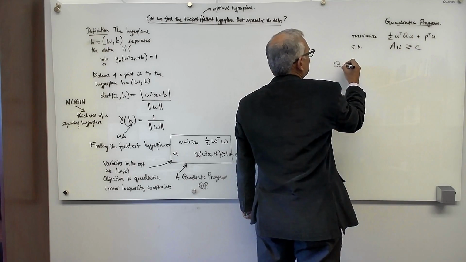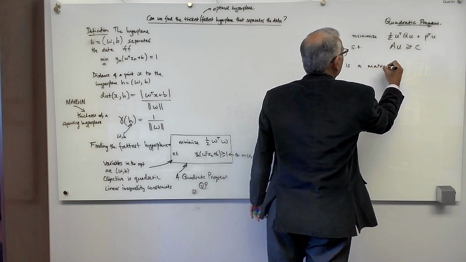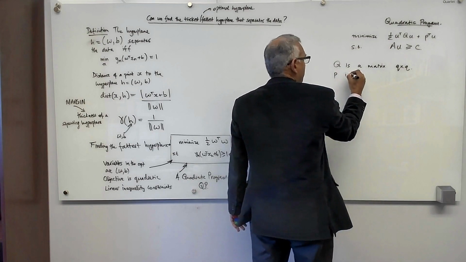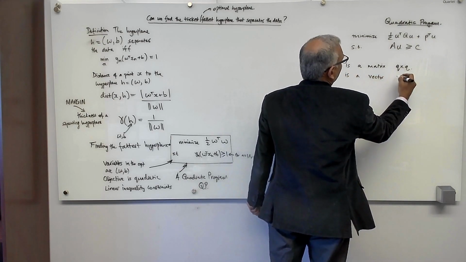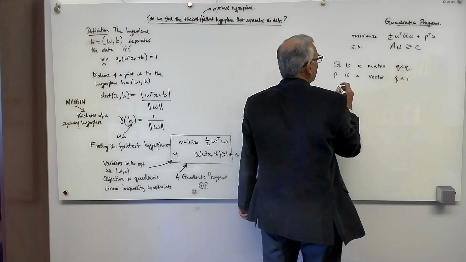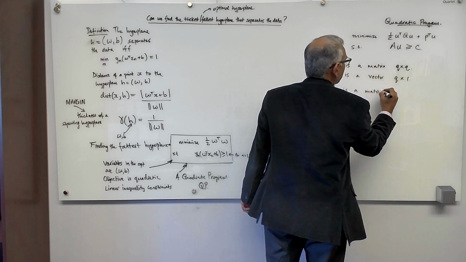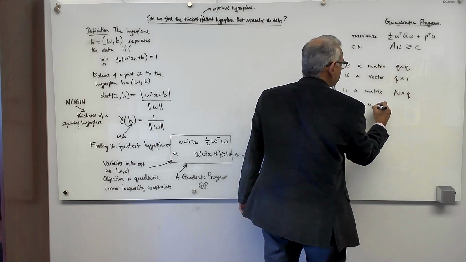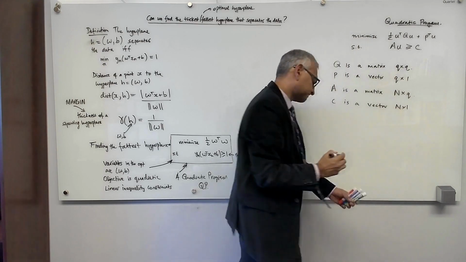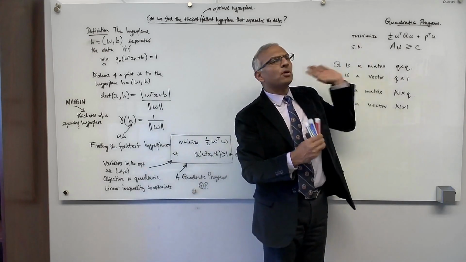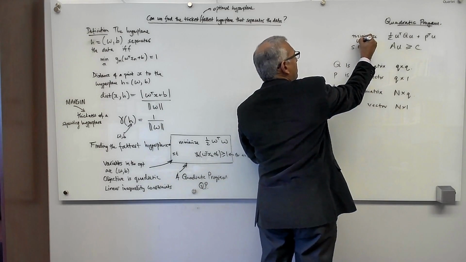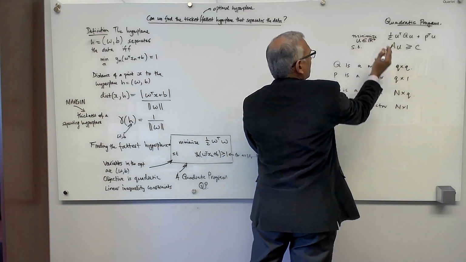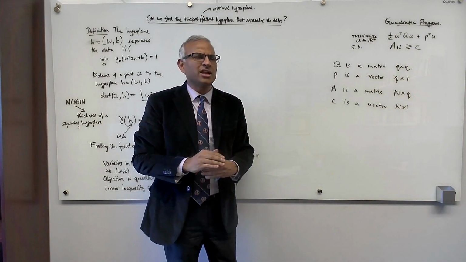So Q is a matrix, with dimensions q by q. P is a vector, with dimensions q by 1. A is a matrix with dimensions n by q, and C is a vector with dimensions n by 1. Now, in what sense is this an optimization problem? You are supposed to find U, so you minimize over U. U is a q-dimensional variable, in R to the q. That's where all this q comes in. So I'm specifying a quadratic program in standard form.